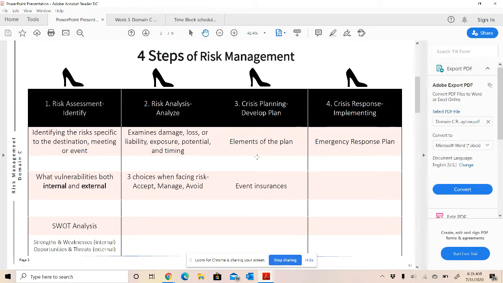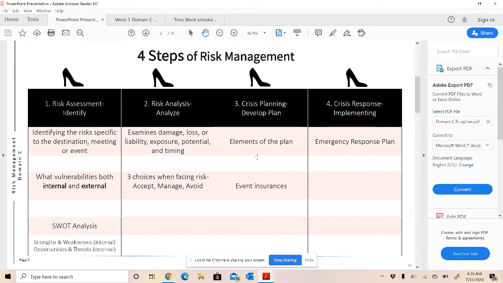elements of the plan. So this is where in the risk management all of your elements of the plan are. And then your event insurance, this is how you're transferring risk and mitigating risk. And then your fourth and final step is the crisis response. So this is when you're implementing the actual plan.